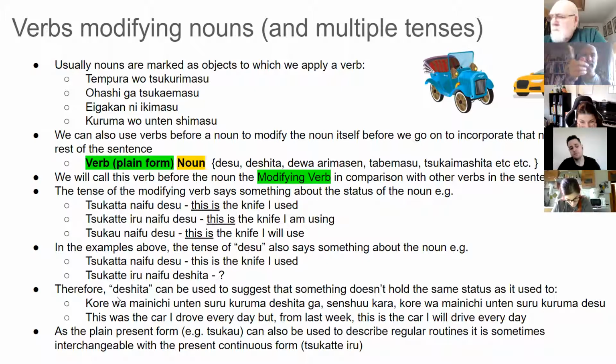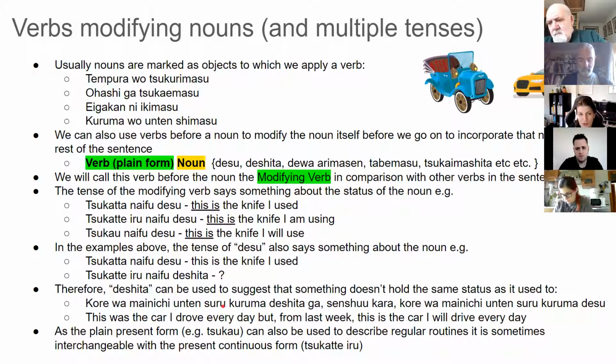So, for example, in this car example, I think you would use "mainichi unten shita kuruma deshita ga." So, yeah, in this example here, this suru here could be shita. It doesn't change the sentence. Yeah. I don't think it does anyway.